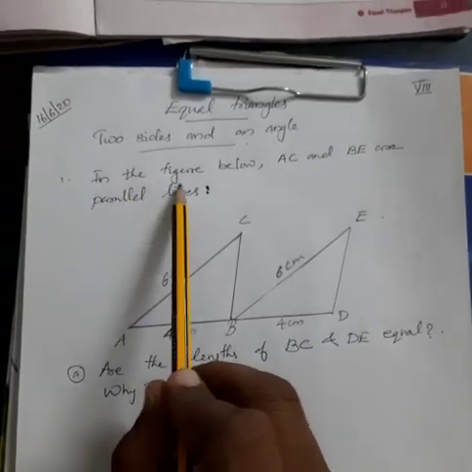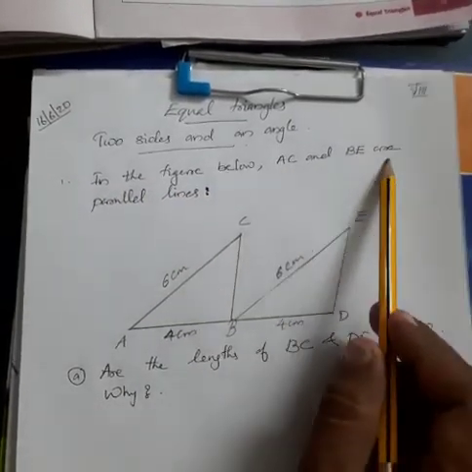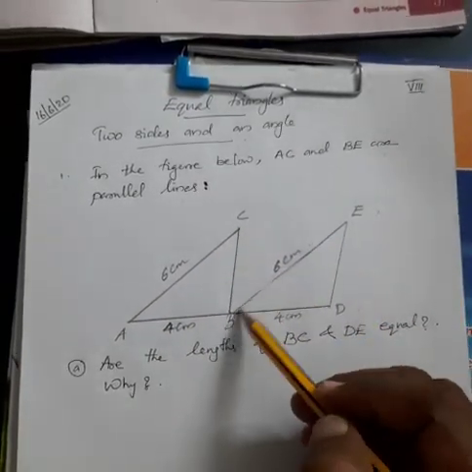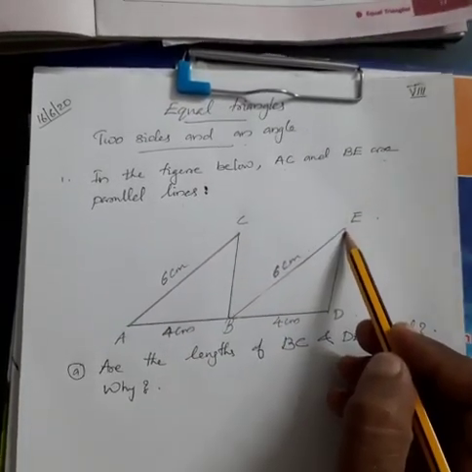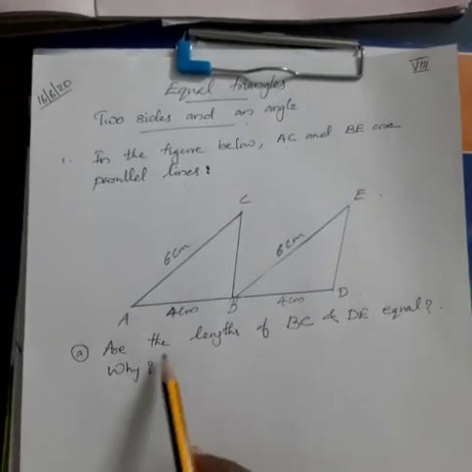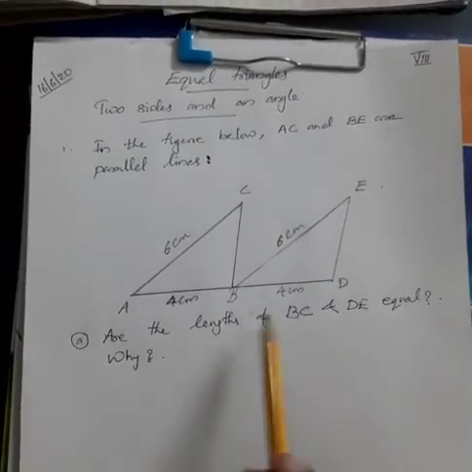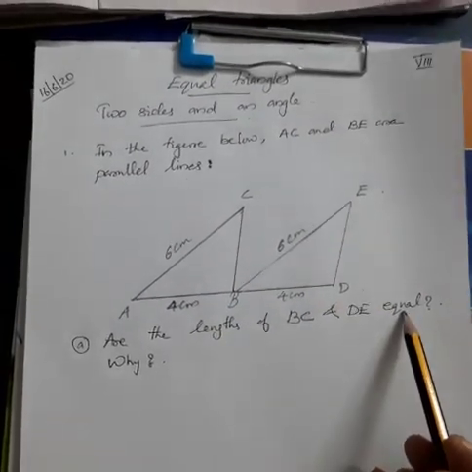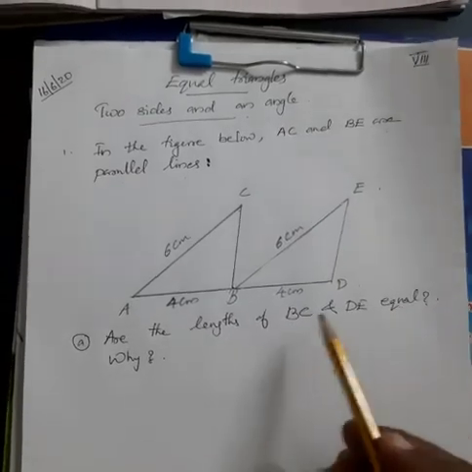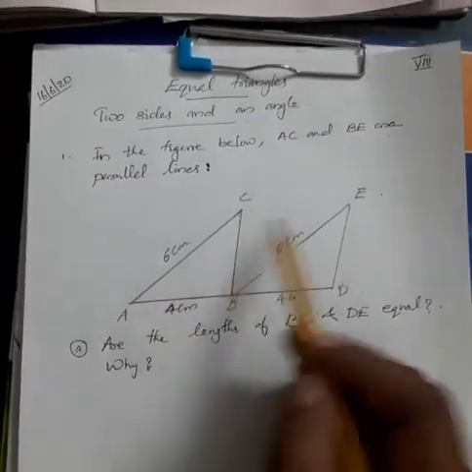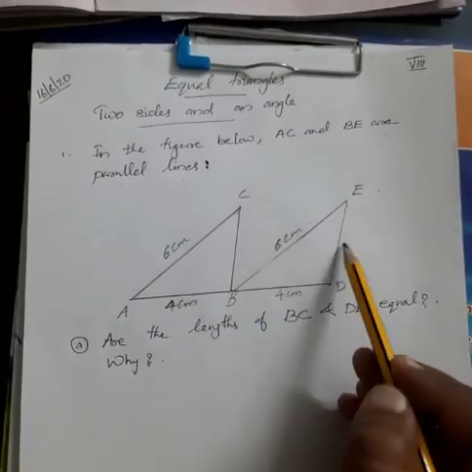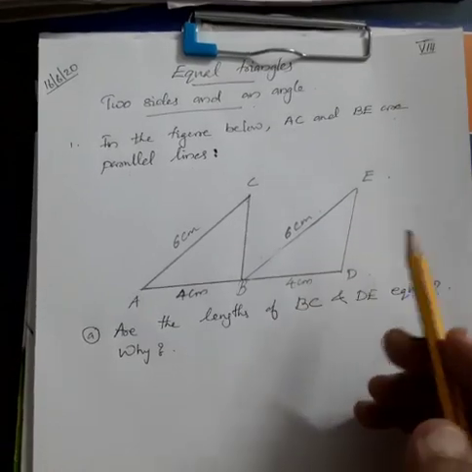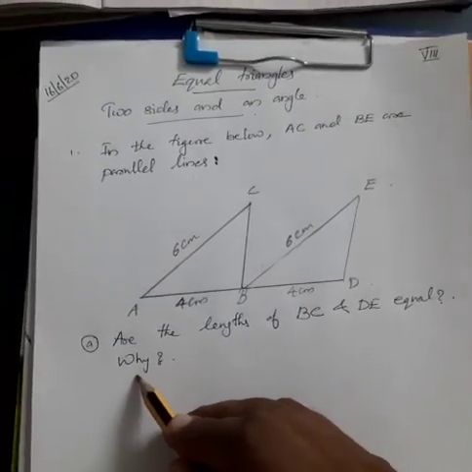In the figure below, AC and BE are parallel lines. The first question: are the lengths of BC and DE equal? If these two lines are parallel, what about this length? Is it equal or not? And why is it equal?